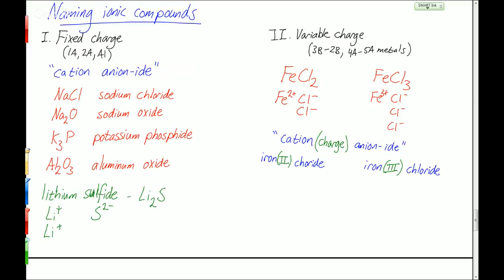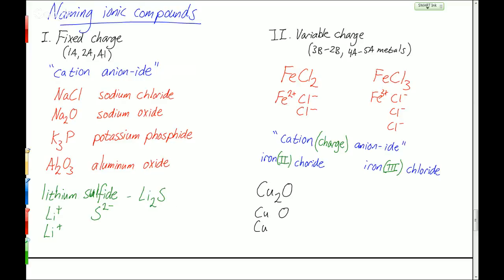All right, let's practice that a little bit. How would you name Cu2O? So the first step is to figure out the charge on the metal. Cu is copper. So to do that, I like to write all the pieces of the formula out. You don't have to. Let's do that.